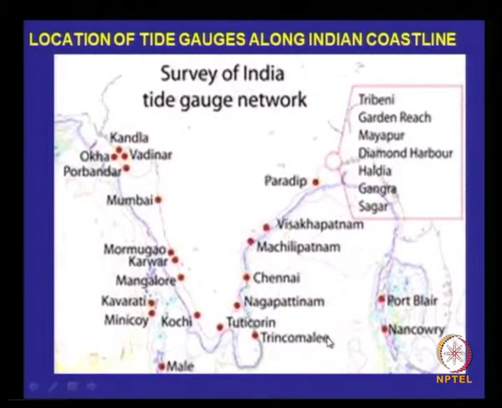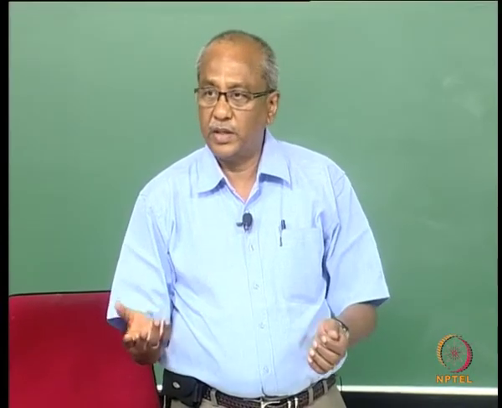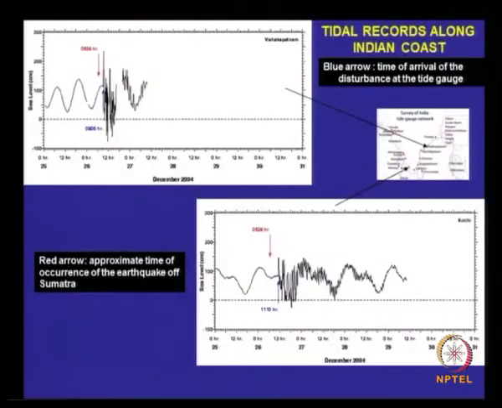Now, locations of tide gauges along the Indian coastline. If you look at the Indian coastline, we have tide gauges all along the coast. During the propagation of the tsunami, all these tide gauges would certainly record the water level. But what happened, we will see here.